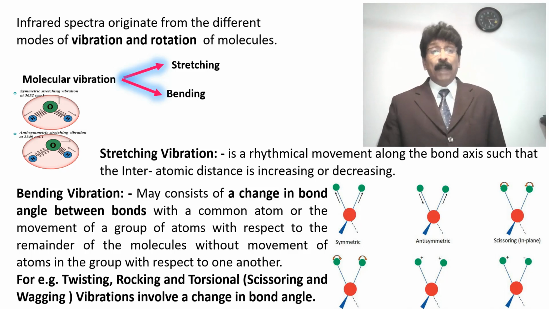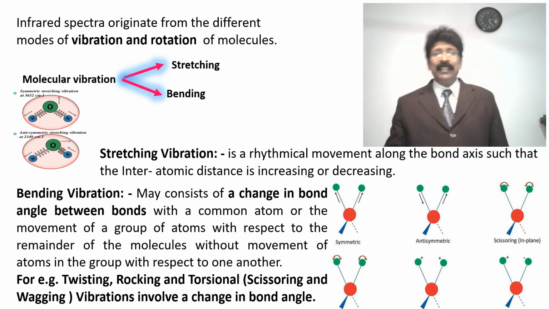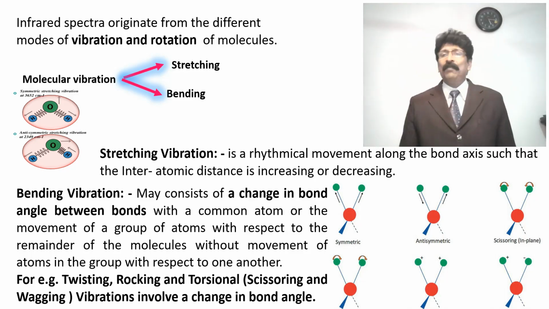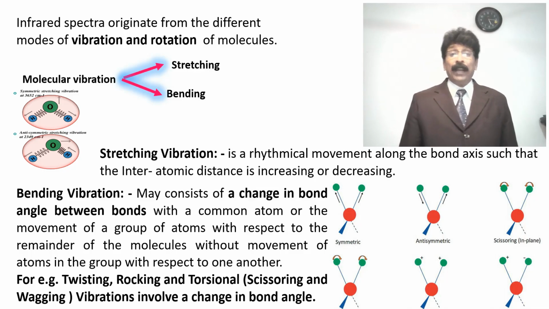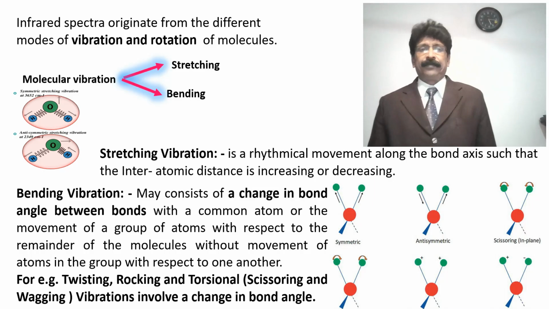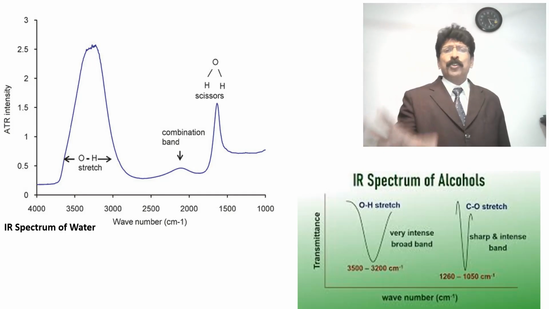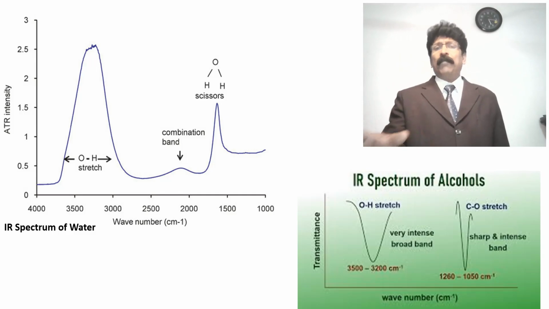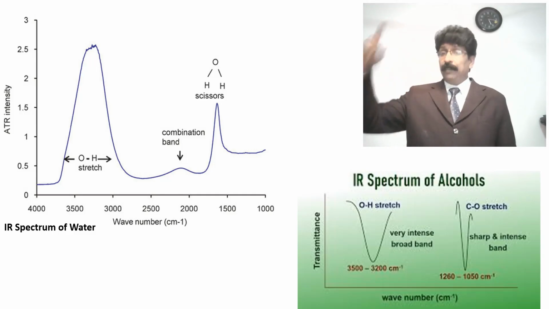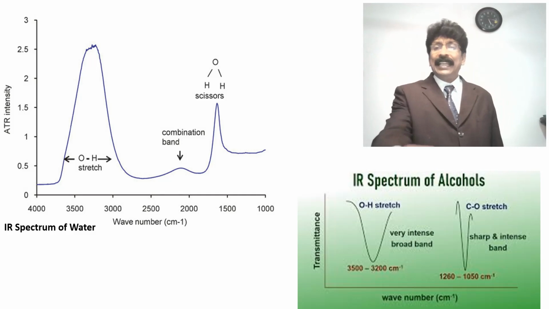Examples of twisting, rocking and torsional, that is scissoring and wagging, are in the picture which I have drawn there. This vibration involves a change in bond angle. This is just a picture to show you the chromatogram. Usually the IR will be in a different manner, upside down, but we can see the transition here.